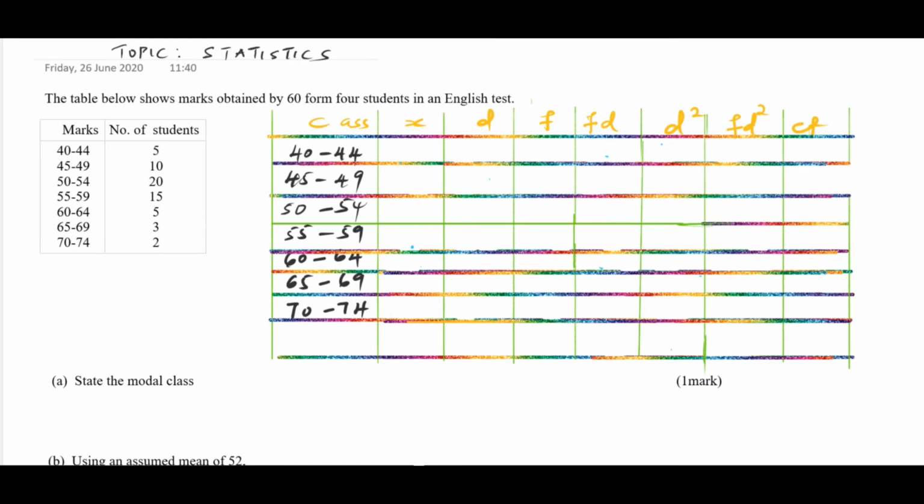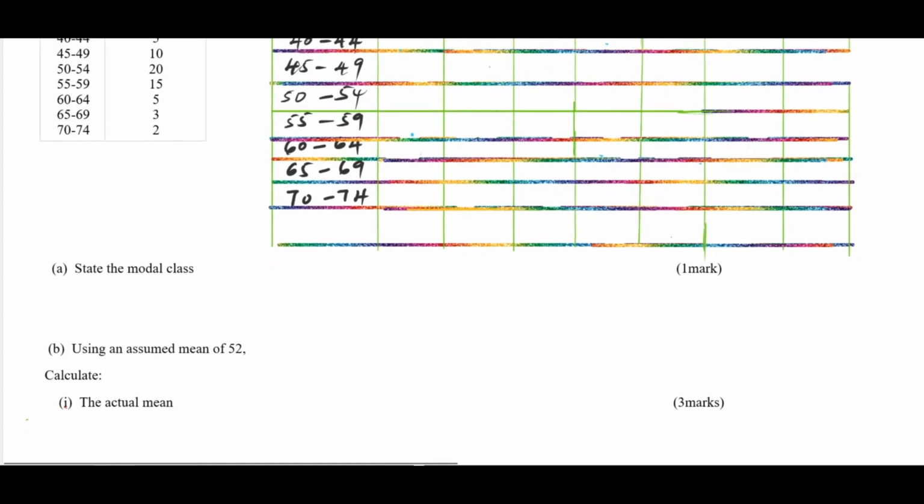Below shows marks obtained by 60 Form 4 students in an English test. It's a column for marks, then the number of students. The first question is: state the modal class.